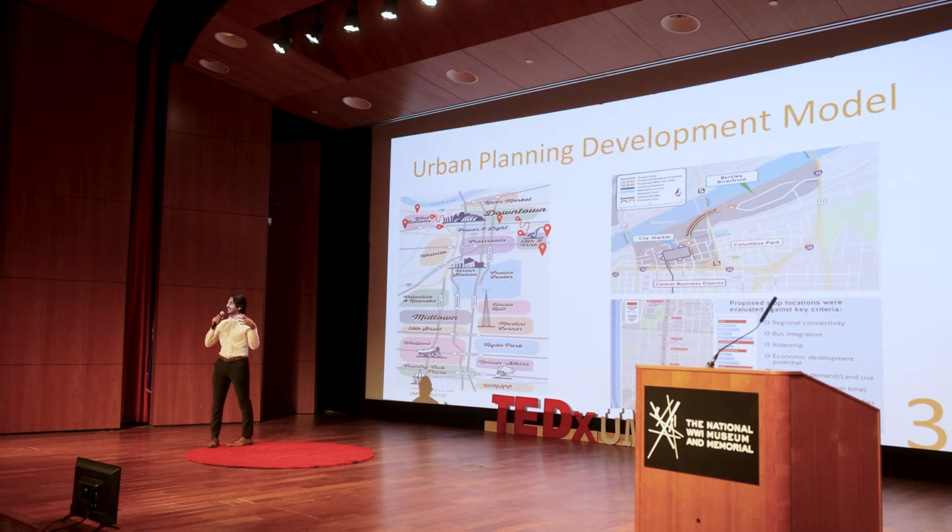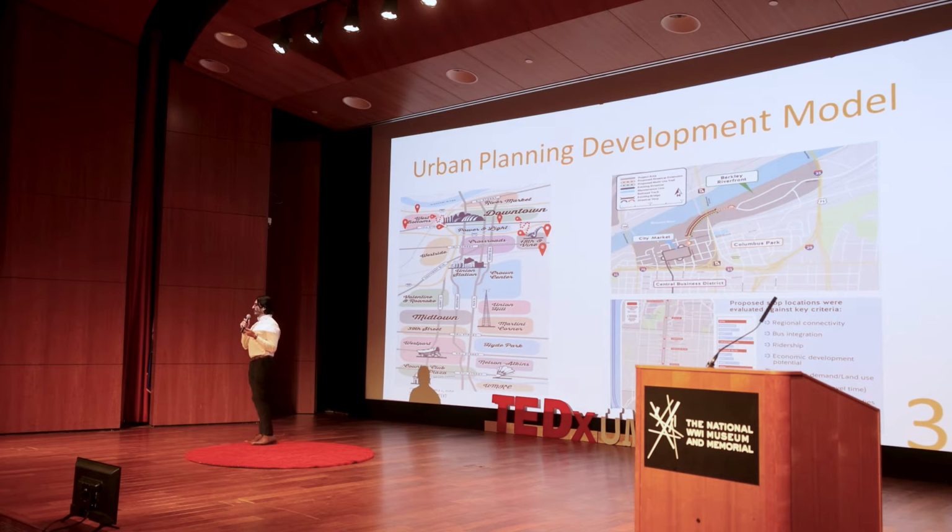it to the surrounding east and west neighborhoods. Neighborhoods such as the West Bottoms or 18th and Vine, the Jazz District. Neighborhoods that hold a lot of cultural significance to Kansas City and put Kansas City on the map in the early and mid 20th century.